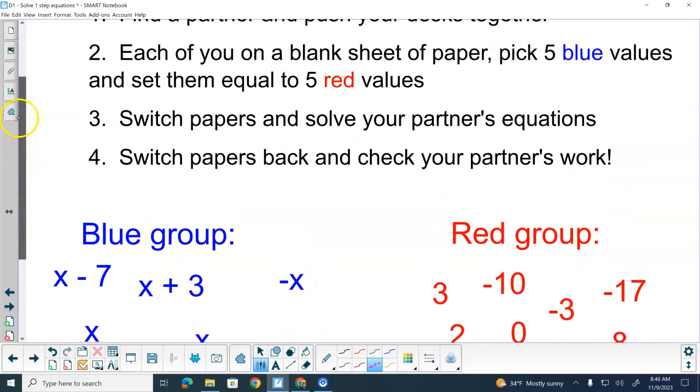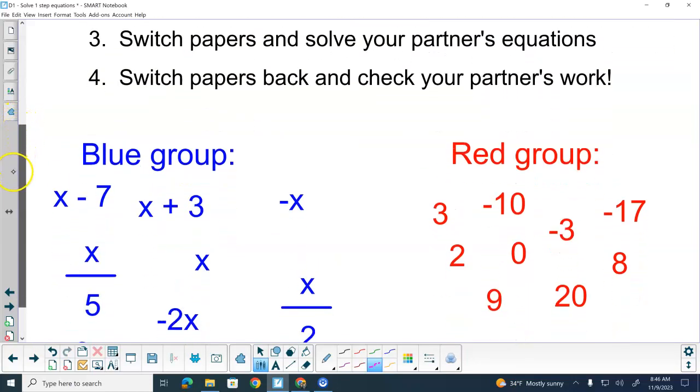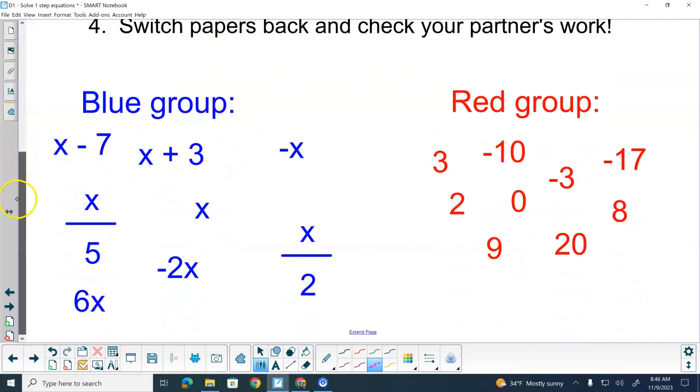So you made your 5 equations, now we're in the switching and you're solving. And then you're going to switch back and you're going to check your partner's work.